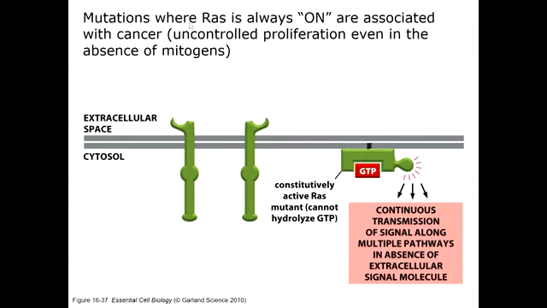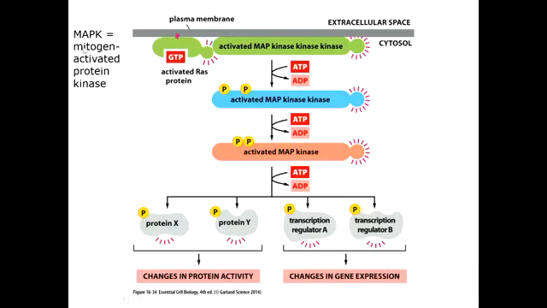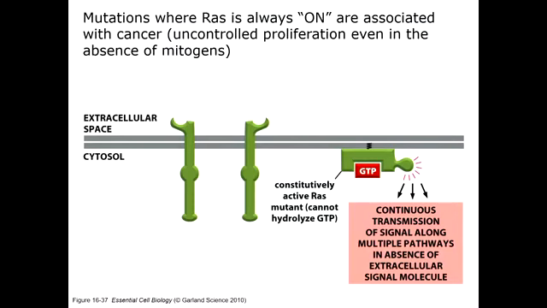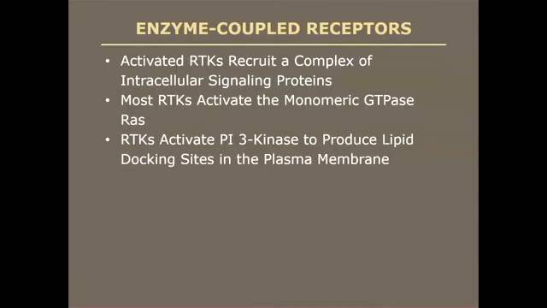So yeah, I guess I already said this, but mutations where RAS is always on are associated with cancer, uncontrolled proliferation, even in the absence of mitogens. Remember, a mitogen here is a ligand that's going to cause or promote cell proliferation, which we will cover in a few slides down the road. Okay, so that's the monomeric GTPase RAS-based pathway for activation.